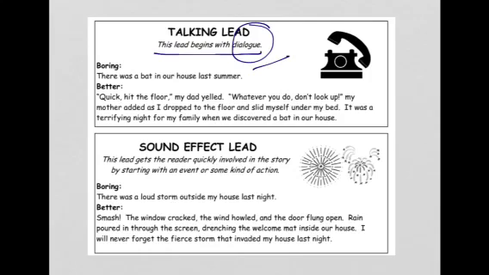Now, we have two examples. The first example is, there was a bat in our house last summer. That's pretty boring. A better example is, quick, hit the floor, my dad yelled. Whatever you do, don't look up. My mother added as I dropped to the floor and slid myself under my bed. It was a terrifying night for my family when we discovered a bat in our house. Both of them say the same thing. However, this one says it in a much better way.